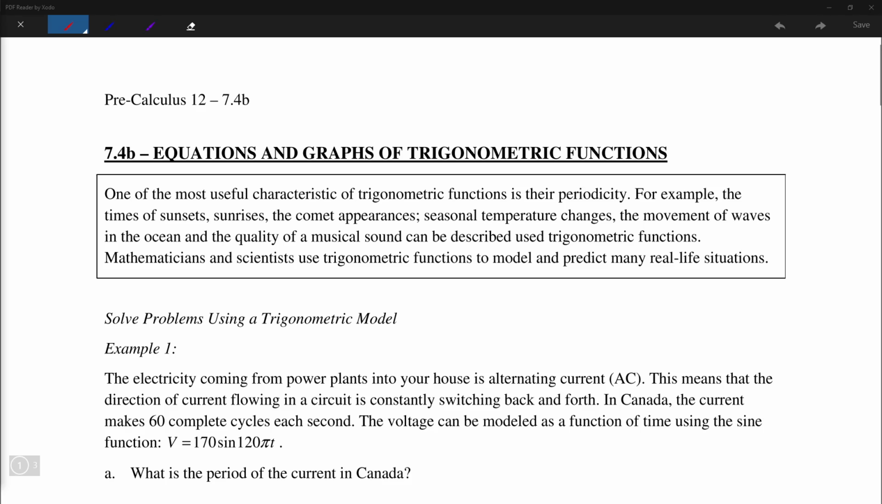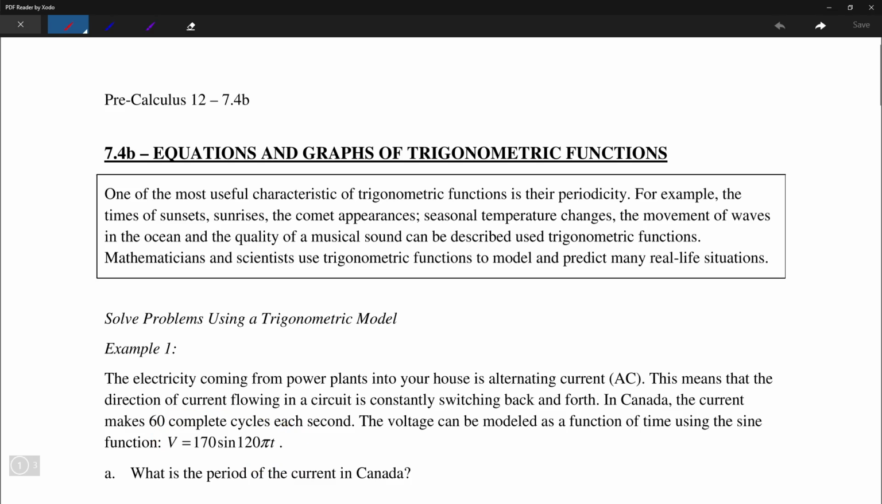So the electricity coming from power plants into our homes is in alternating current. So that means the direction of the current is flowing back and forth. In Canada, it makes 60 complete cycles per second, and the voltage can be modeled using this function right here.